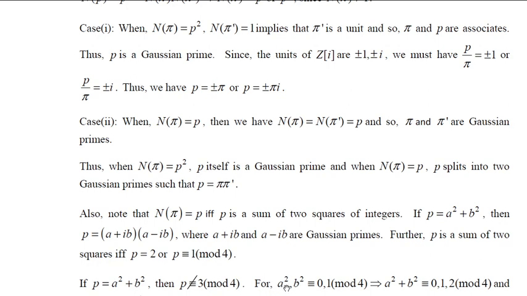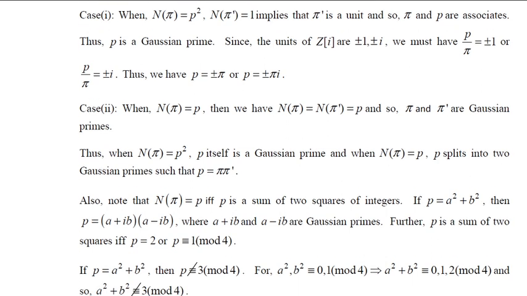then a squared and b squared are congruent to 0 or 1 mod 4. Then a squared plus b squared will be congruent to 0, 1, or 2 mod 4. A squared congruent to 0 and b squared congruent to 0 gives a squared plus b squared congruent to 0. A squared 0, b squared 1 gives a squared plus b squared is 1. A squared 1, b squared 1 gives a squared plus b squared congruent to 2 mod 4. So a squared plus b squared will never be congruent to 3 mod 4.